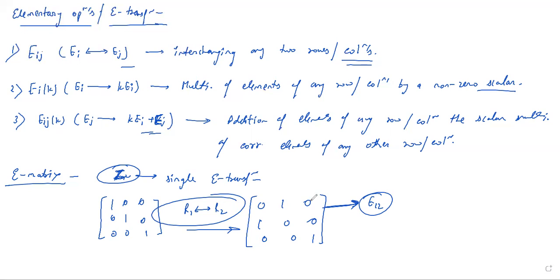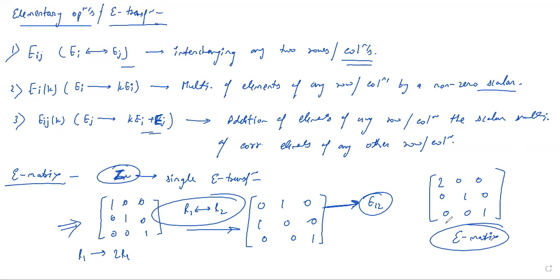Similarly you can get another elementary matrix by multiplication of a scalar. If in this identity matrix we do R1 to 2R1, then the corresponding matrix after multiplication by the scalar 2 will be 2 0 0, 0 1 0, and 0 0 1. This is another elementary matrix. So elementary matrices are obtained from a unit matrix by any single elementary transformation. We have to apply just a single transformation on a unit matrix.